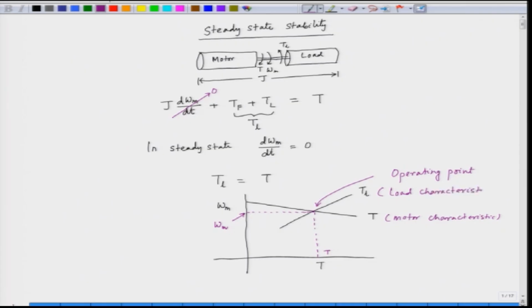Now, the question is, is this operating point a stable operating point? We have to find out whether this point is a stable point or an unstable point. This we have to find out. Let us see how we can decide whether this point is a stable operating point or an unstable operating point.